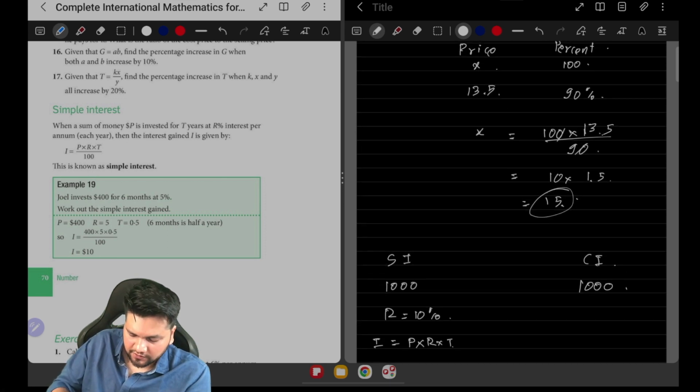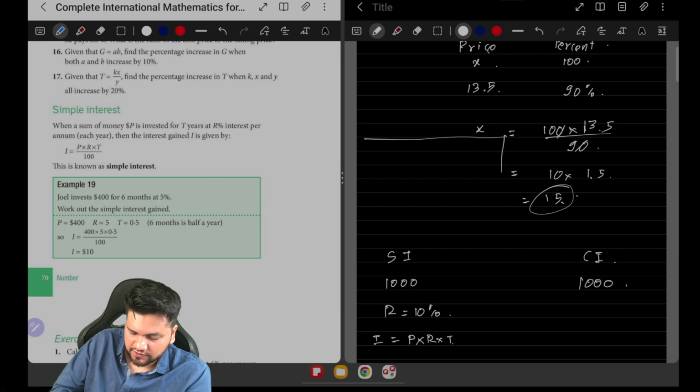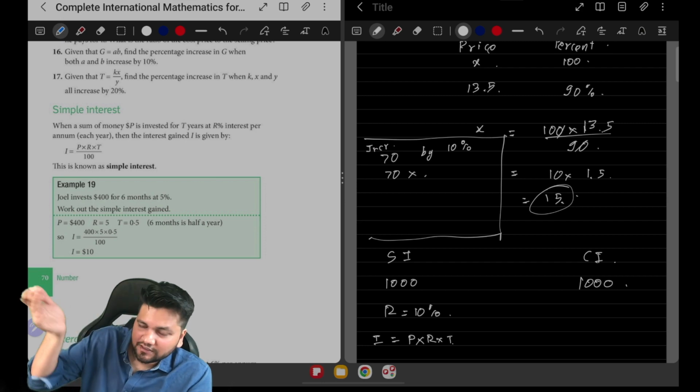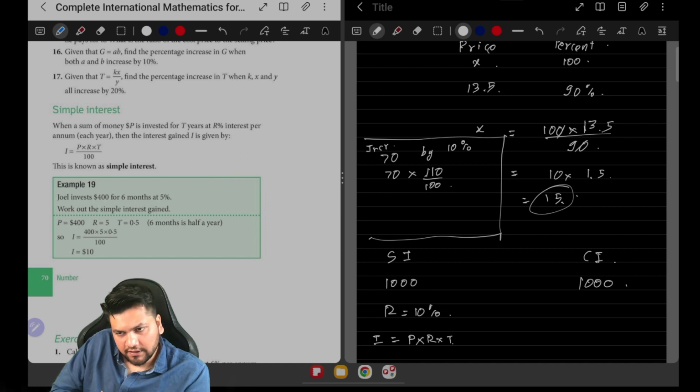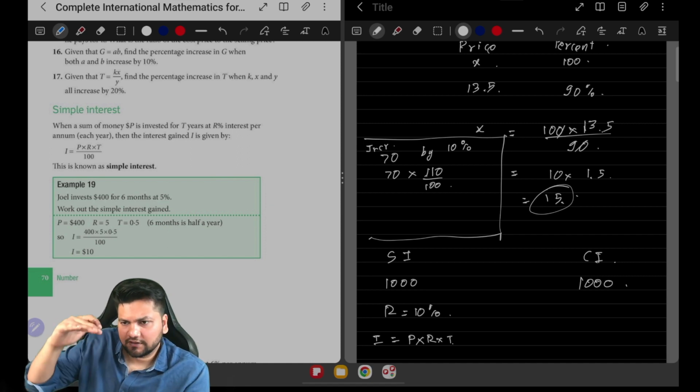Okay, this is something which I also wanted to tell you with respect to percentage. See, if I want to increase 70 by 10%, what do I have to do? It's like 70, and I'm increasing it by 10%, so I'll have to multiply by 110 and divide by 100. Similarly, obviously, a 10% increase means that.